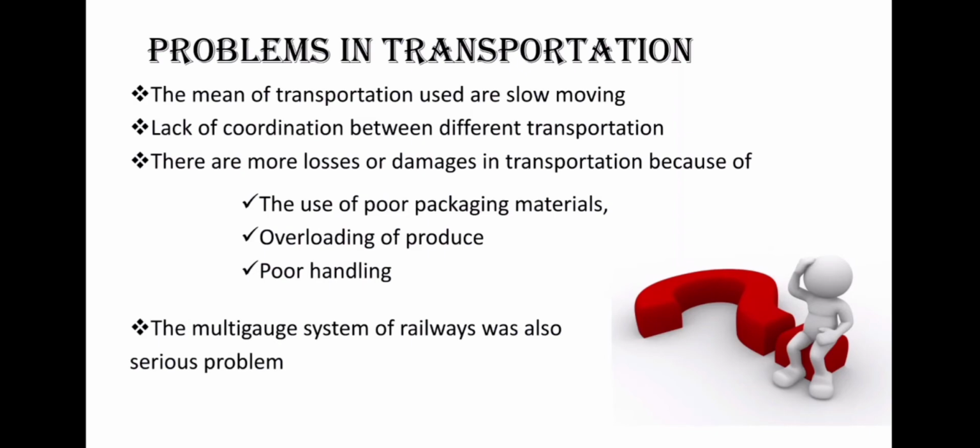Some of the places are not connected by the railways. There are more losses or damages in transportation because of use of poor packaging materials, overloading of produce, and poor handling. The multi-guard system of railways was also a serious problem in transportation of goods by railways. However, now the country is moving towards a uni-guard system, which augurs well for marketing of farm produce.